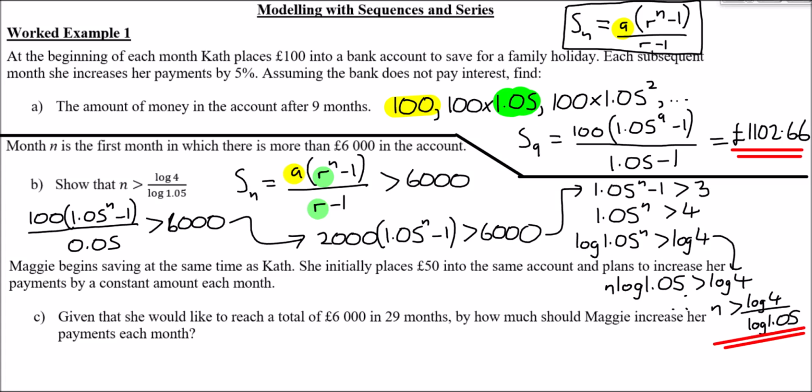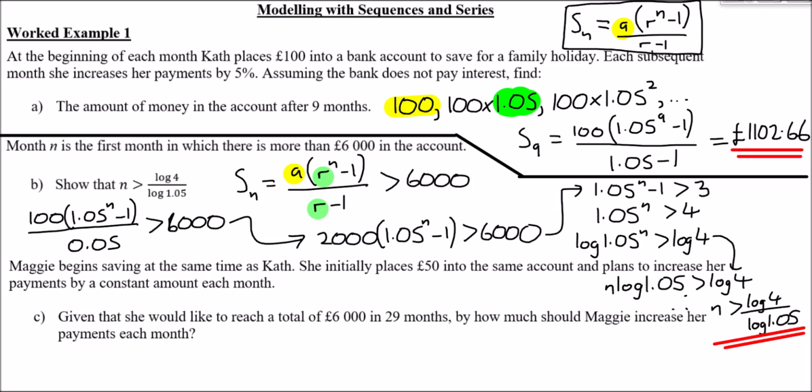The final step now, for part C, is we want to show how much Maggie needs to increase her payments by if she wants to get to £6,000 in 29 months. Maggie, as it happens, is saving at the same time as Kath. She puts £50 into the same account again and again, and she's planning to increase her payments by a constant amount each month.